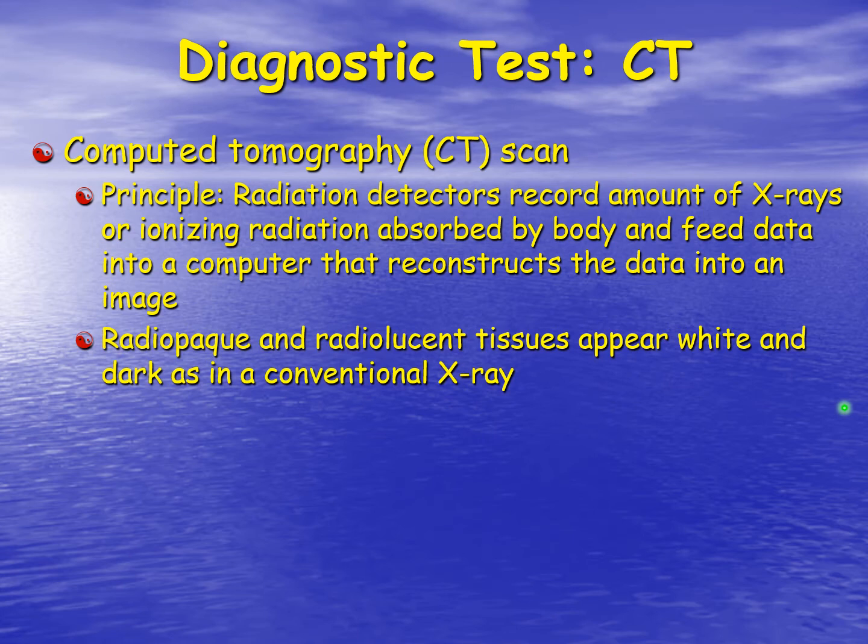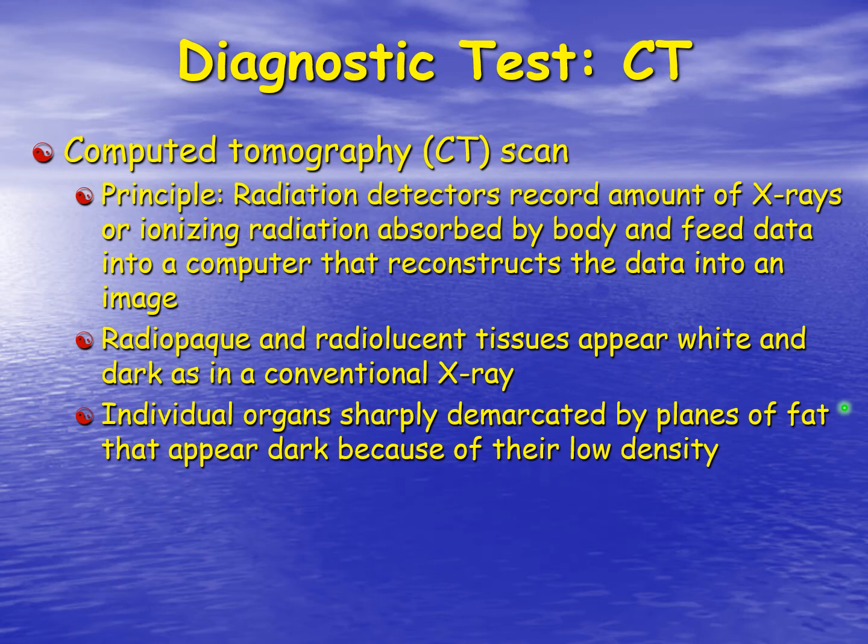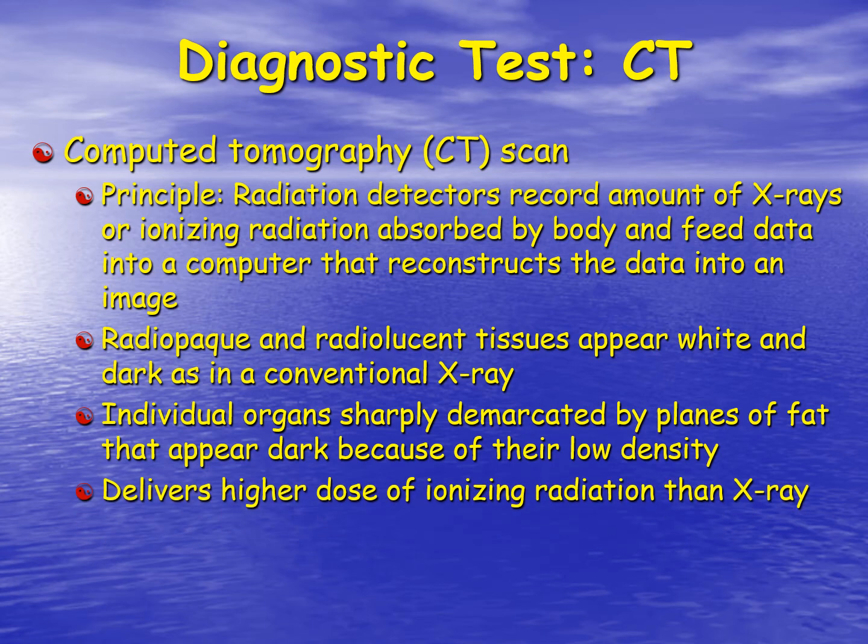Again, radio-opaque and radiolucent tissues will appear white and dark consecutively, just as we saw on the conventional radiograph. And individual organs, however, are sharply demarcated by planes of fat that appear darker because of their lower density than the other soft tissue. And so CT actually gives us a little better view of some of the internal organs than just a plain radiograph would do for us. However, CT does deliver a higher dose of ionizing radiation than plain radiographs.